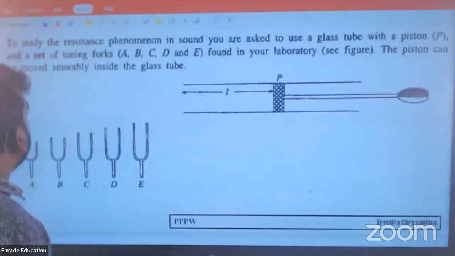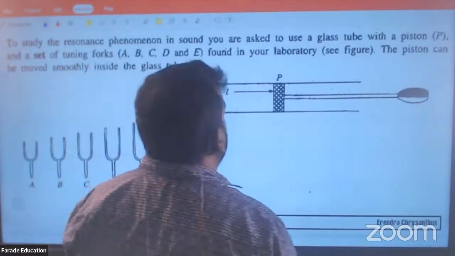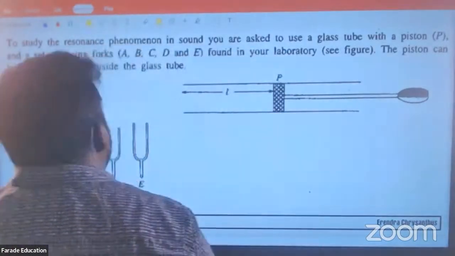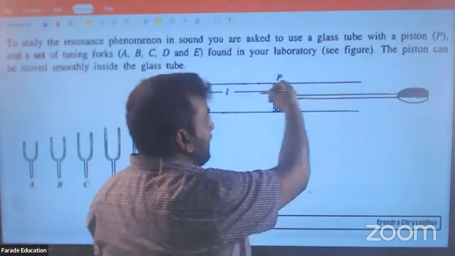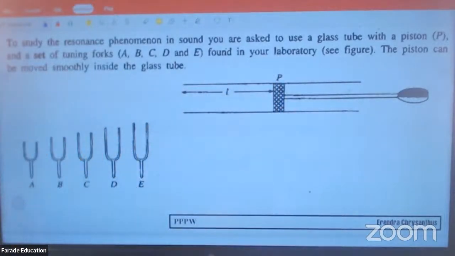Structured essay. To study the resonance phenomenon in sound, you are asked to use a glass tube with piston P, and a set of tuning forks A, B, C, D found in your laboratory. The piston can move smoothly inside. So by moving the piston, the vibration length can be changed.